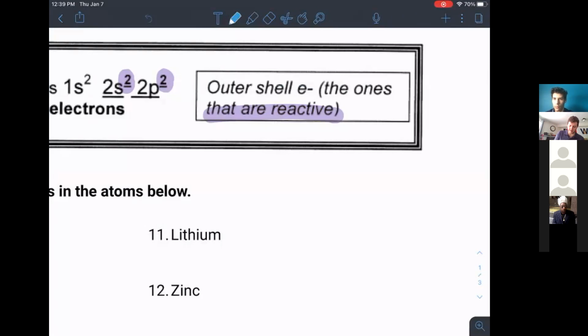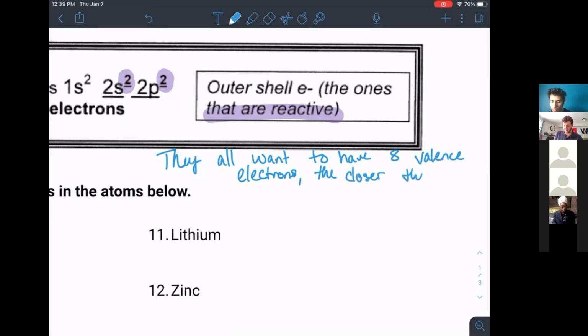So just remember that they all want to have 8 valence electrons. The closer they are, the more reactive they are.